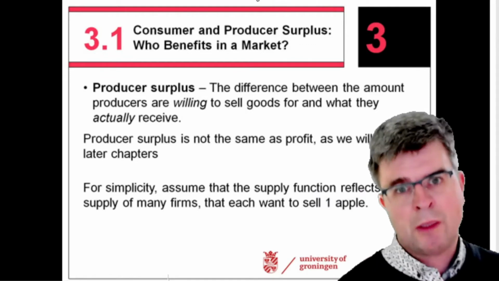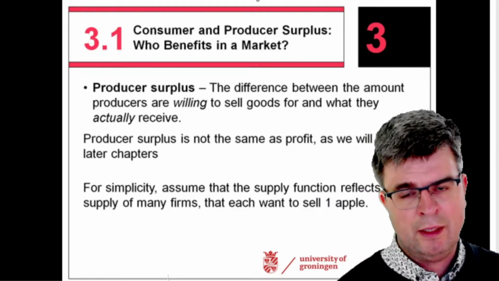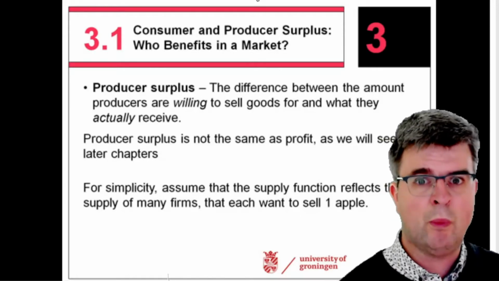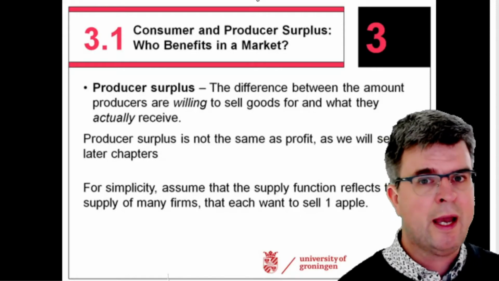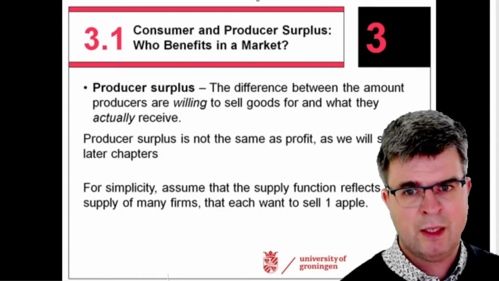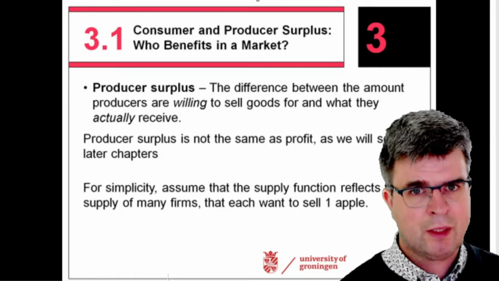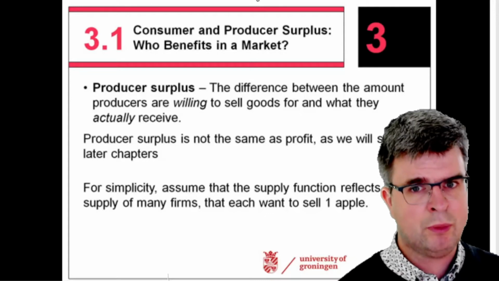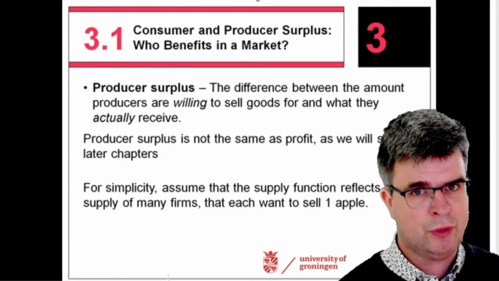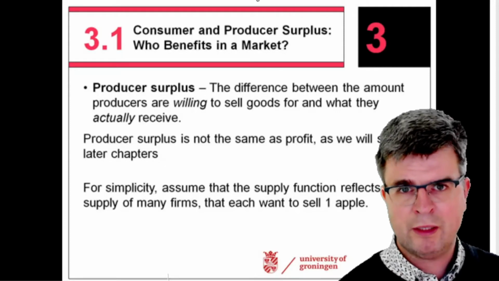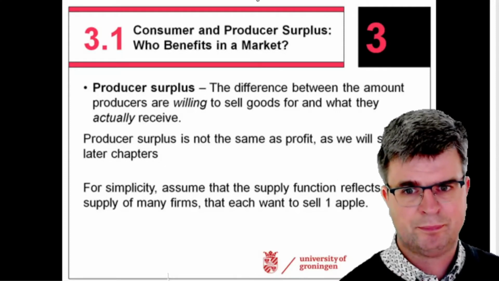The producer surplus works in a similar fashion. So it's the difference between the amount that the producers are willing to sell the goods for and the price that they actually fetch for their products. And one important note here is that the producer surplus is not equal to the profits of the firms. So you should not equate the two, and we will get into more detail later.